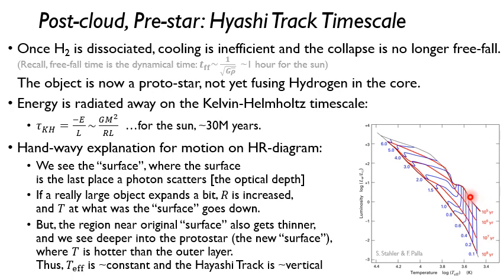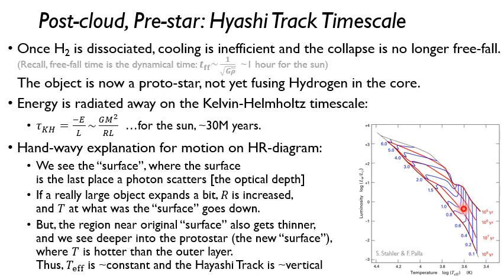And this is actually also why when you move off the main sequence and you do shell hydrogen burning and you have a red giant star, there you're also roughly moving vertically on the HR diagram because you have a convective envelope.